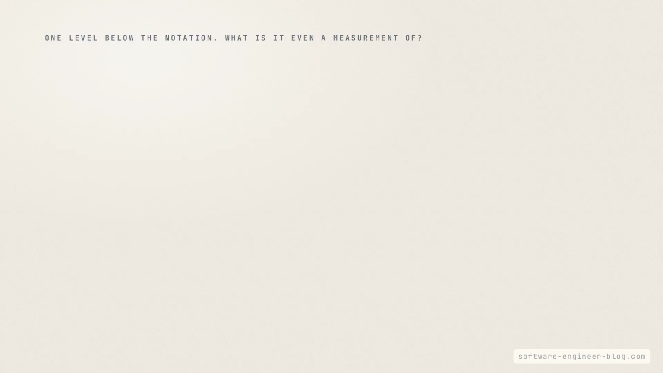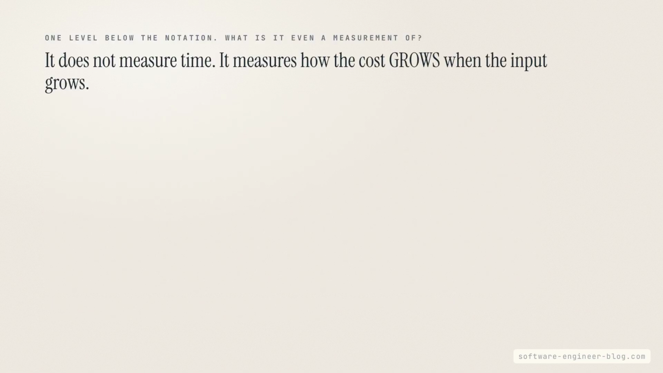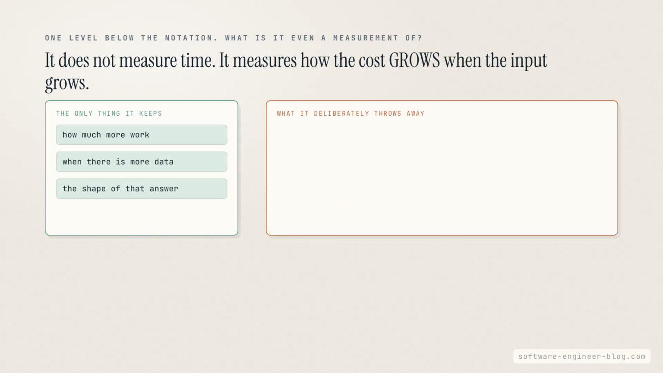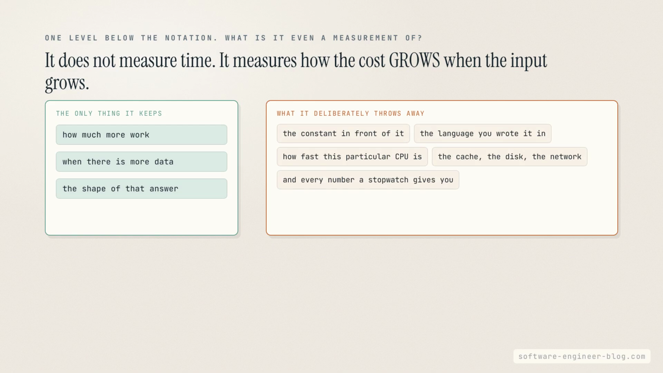Now go one level below the notation. What is it a measurement of? It measures one thing. How much more work you have to do when there is more data. That is all of it. It keeps the shape of that answer, and it throws everything else away. It throws away the constant in front. It throws away which language you wrote it in. It throws away how fast this particular processor is, the cache, the disk, the network. And it throws away every number a stopwatch could ever give you.